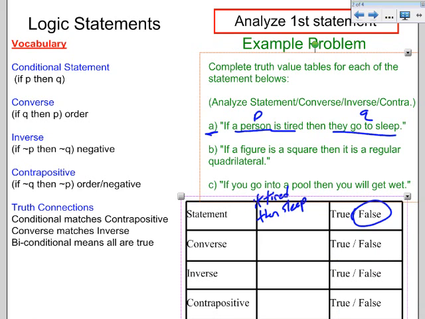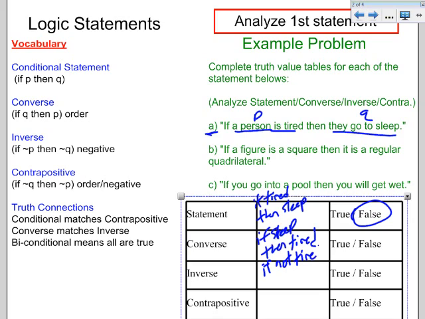Now the converse, again, is where you switch the order. So we're going to switch the order of it. So we'll say if you're asleep, then you're tired. Again, I don't think that one is particularly true because sometimes you'll go to sleep and you're not tired. You just happen to fall asleep. Or you have to go to sleep because you know you need some rest. Now, if you do the negative, the inverse of it, you would say, if I am not tired, then I did not sleep. And again, they're tied together. So if the inverse is false, so is the converse.